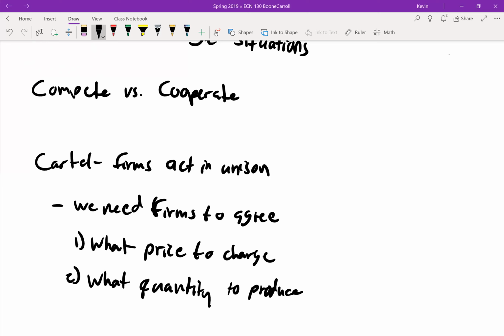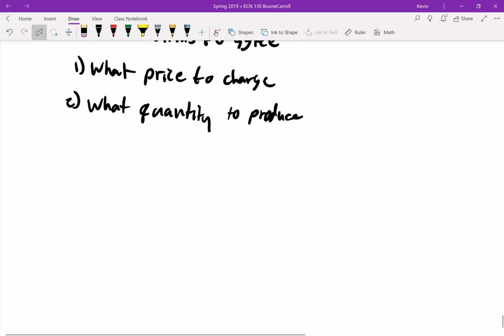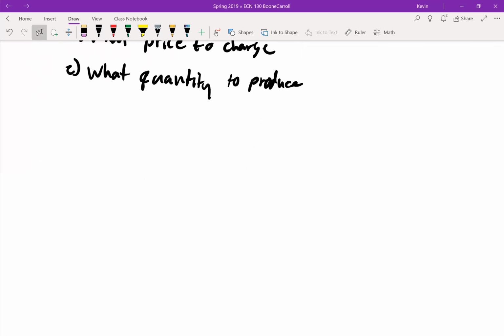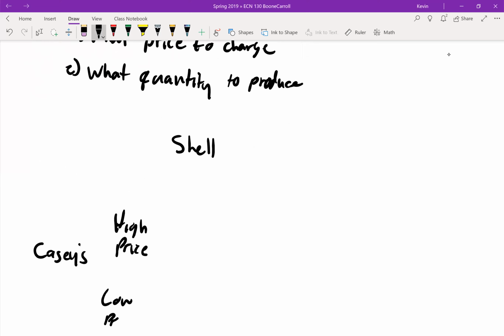But with these, we get a scenario where we have a decision to make, and we come across this type of chart. Suppose we have a Shell and a Casey's gas station, and they have a choice to charge either a high price or a low price. And same thing with Shell, they have a choice to go either high or low.